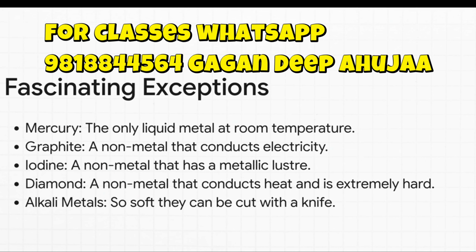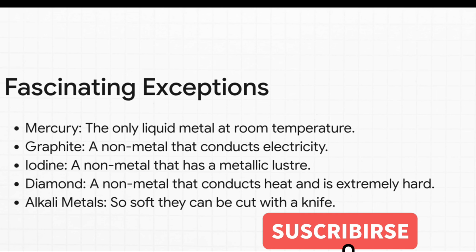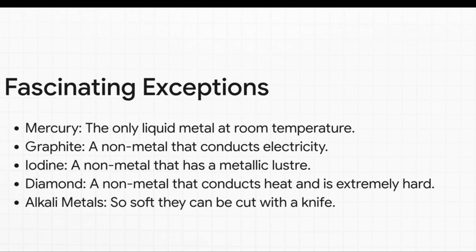I mean, just think about the rules we just went over. We said metals are solid, right? Well, meet mercury. We said nonmetals are dull and they're insulators. Then how do you explain iodine, which actually has a metallic shine? Or graphite? It's a nonmetal, but it conducts electricity.